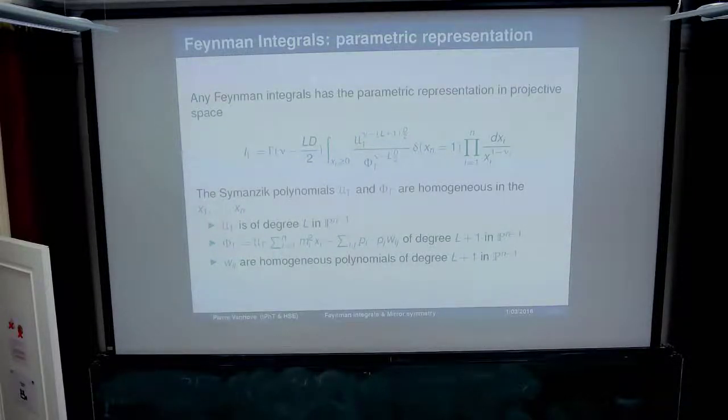In the previous example, you had 2, 1, 1 that you knew. Yes. In that case, the gamma function is gamma of 0, isn't it? No, it's a D. What is D? D is 4.